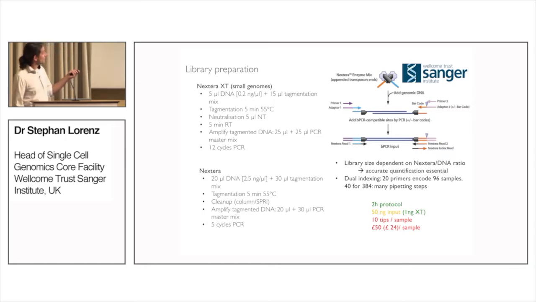Since the library size depends on the Nextera enzyme to DNA ratio, the accurate quantification is essential. We've demonstrated that. And this protocol works with the dual indexing approach, which means you have a forward index primer and a reverse index primer. So 20 primers encode 96 samples, 40 primers can encode 384 samples. We are now working on the 1536-plex index set using 80 primers.